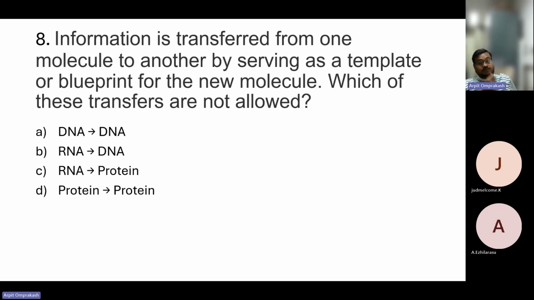Information is transferred. So question number 8. Information is transferred from one molecule to another by serving as a template or blueprint for the new molecule. Which of these transfers are not allowed?